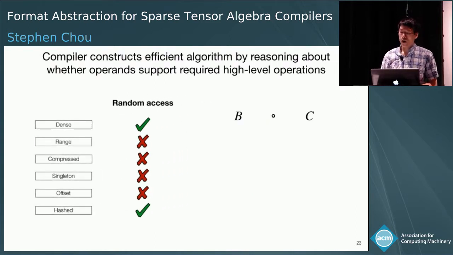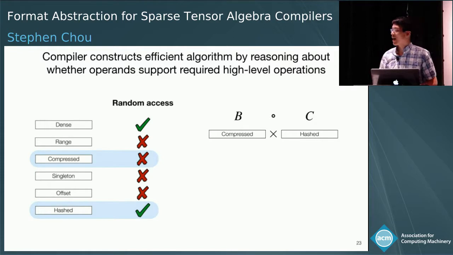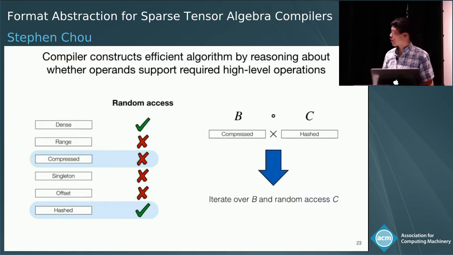Now, knowing what high-level operations are supported by each level format, the compiler has everything it needs to construct the most efficient high-level algorithm to element-wise multiply B and C. So let's say B is stored in the compressed level format and C is stored in the hash level format. By creating the hash level format through our abstract interface, the compiler can infer that C can be efficiently random accessed since it's stored in a level format that supports efficient random access. And so the compiler can thus conclude that the computation can be more efficiently performed by constructing an algorithm that iterates over B and random accesses into C.